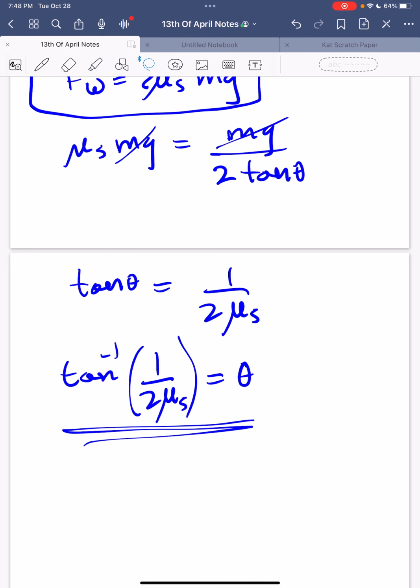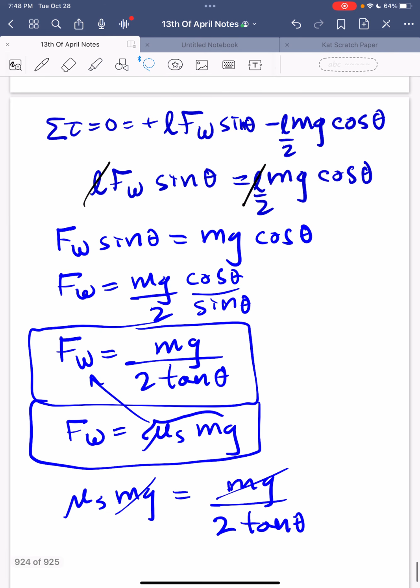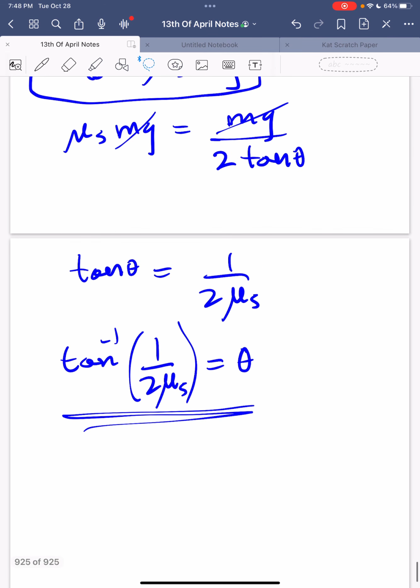This is how you combine the sum of the forces in x and y with the sum of the forces in torque, with multiple equations where you have to kind of bring them together and solve for one variable.